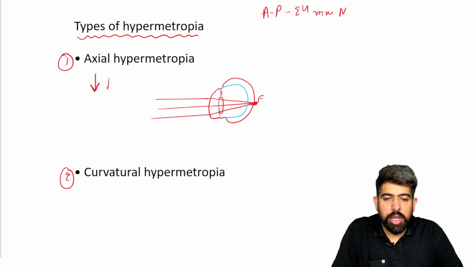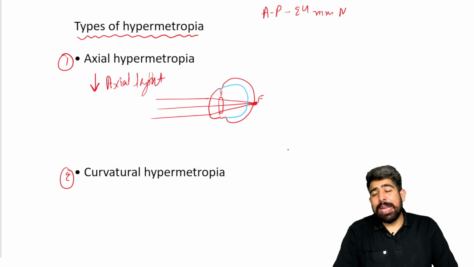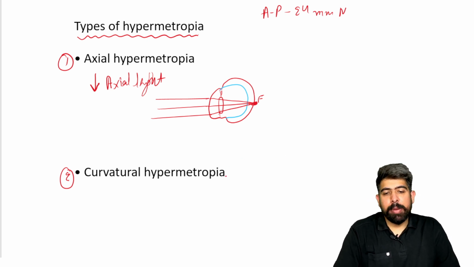So what has happened? There is a decrease in your axial length. Due to the decrease in axial length, hypermetropia will be seen.